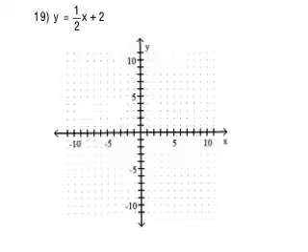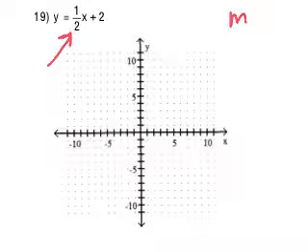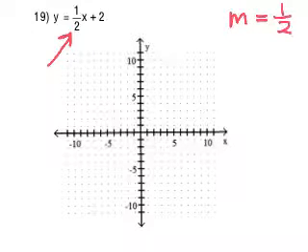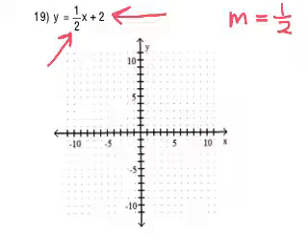Number 19, y equals 1/2 x plus 2. Now in this one, I'm going to start off by using the slope-intercept form. That's the easiest. And in the slope-intercept form, if it's y equals the rest of it, the coefficient of your x, that's your slope. So m equals 1/2. And your y-intercept is 2. You don't need to know the x because the x is always 0, whereas the y-intercept.